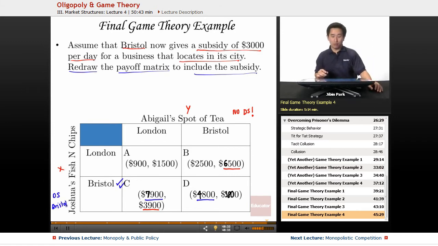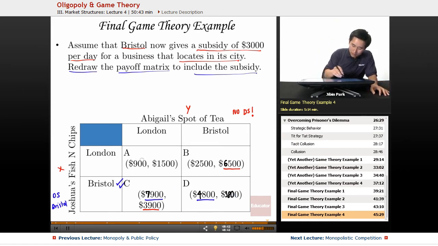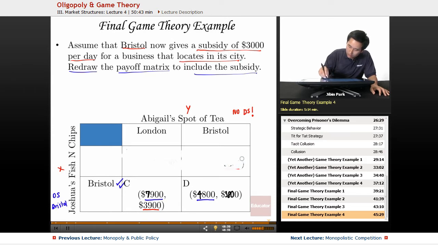So where's the Nash equilibrium? Well, we know that Joshua here is going to choose Bristol. So what is Abigail going to do? Abigail can basically eliminate this situation here. So let's get rid of this box. This does not exist here. Joshua will never set up shop in London. That is no longer an option. So box A and B, you can wave goodbye to them here. So let's go ahead and erase these options through the magic of technology. It is no longer there.